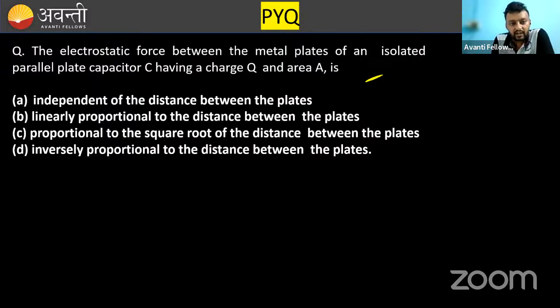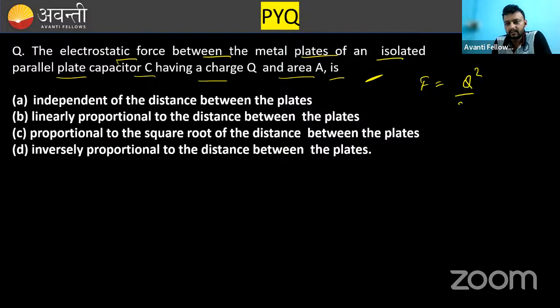Okay. So the electrostatic force between the metal plates of an isolated parallel plate capacitor C having charge Q and area A is. I think you remember the force. Anybody remember the force? That is Q square by 2A epsilon naught. I think you remember it correct. So the option is it is independent of distance between the plates.